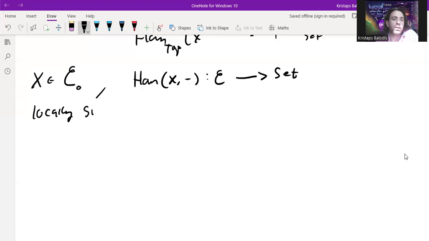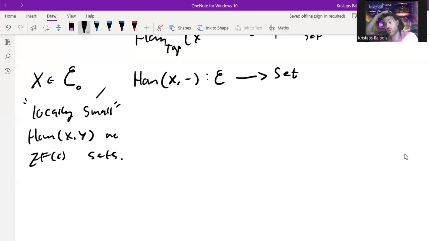let's call our category locally small, by which I mean I just assume that all of our Hom sets are sets. So for instance, the category of topological spaces is too big to be a set, but at least the collections of continuous maps between any two topological spaces, that's still going to be a set. Okay.